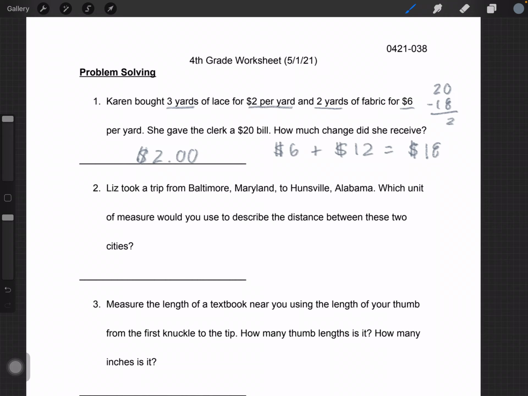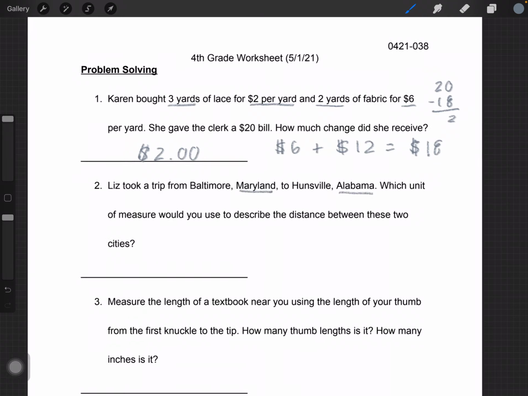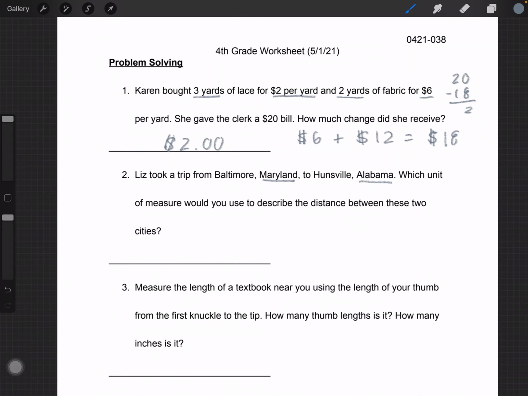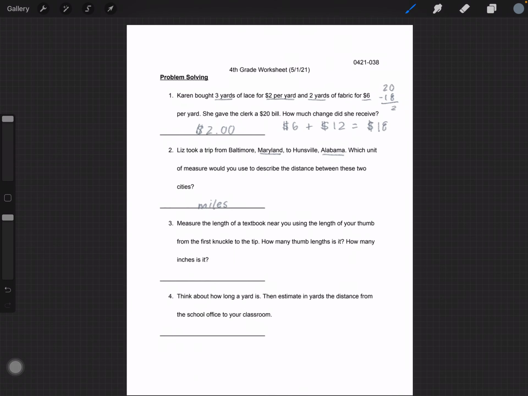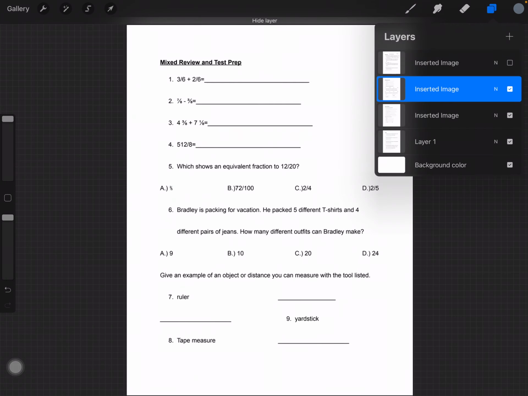Okay, the second question says Liz took a trip from Baltimore, Maryland to Huntsville, Alabama. Which unit of measure would she use to describe the distance between these two cities? Typically, cities are large in themselves, and the distance between them is even larger, especially since Maryland and Alabama are very far away from each other. So the largest unit of length that we know is a mile. So I think you would use a mile. Okay, let's go to page 2 and see what's there.